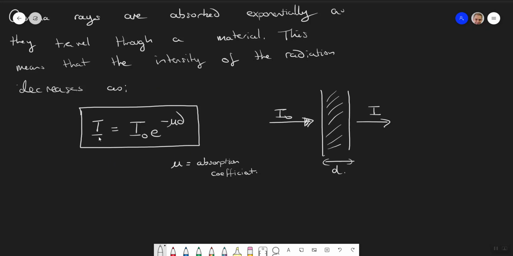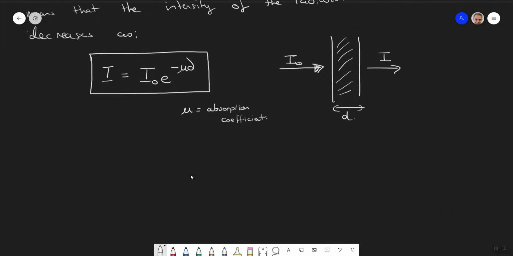This is not an equation that I think is given on the spec sheet, the thing you're meant to remember, but it could be something they give you and ask, can you handle it? Can you deal with it? This absorption coefficient depends on the material. So we can work out mu. Let's do a little example.